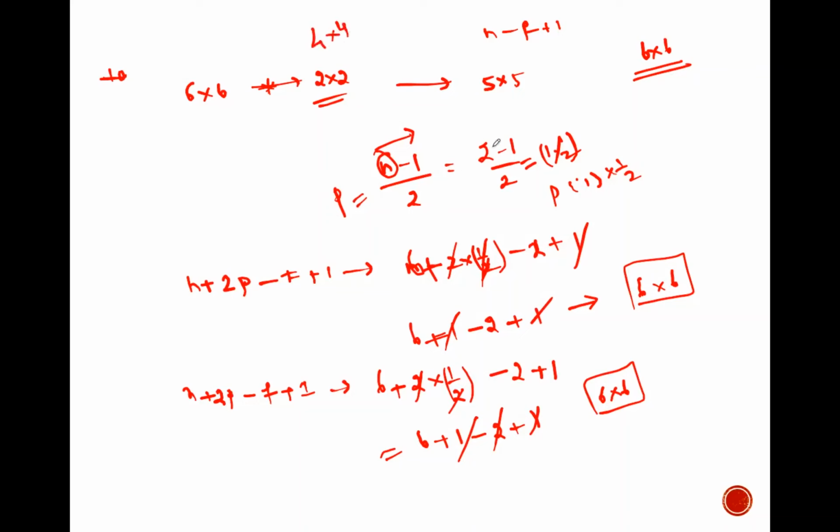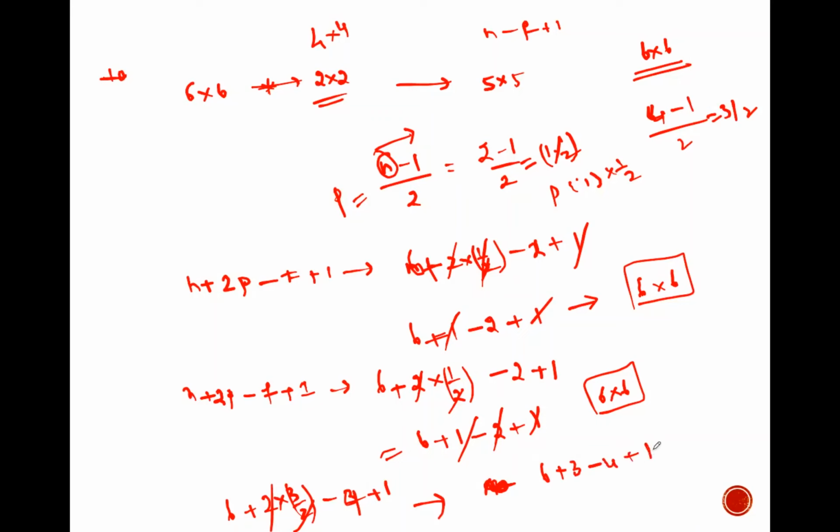Now, let us assume a 4 by 4 filter. 4 minus 1, it's 3 by 2. Now what will happen? 6 plus 2 into 3 by 2 minus 4 plus 1. This 2, 2 gets cancelled. What will happen now? 6 plus 3 minus 4 plus 1. Okay. So you can also use 2 by 2 even filters as well as odd filters. I'll tell you the reason why. Even filters and odd filters are both giving the 6 by 6 only, right?